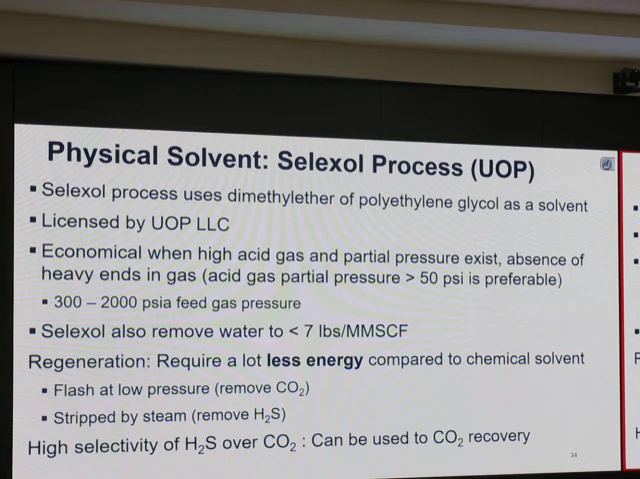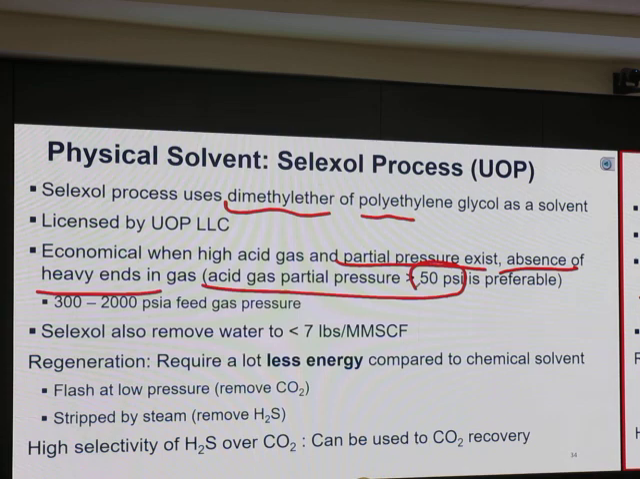It uses dimethyl ether of polyethylene glycol as a solvent, licensed by UOP. So it is economical when high gas partial pressure exists. When we have concentrated H2S gas, we use this. We should not have any heavy end. Acid gas partial pressure should preferably be more than 50 psi. It operates at that pressure. Selexol also removes water to make the gas dry too.